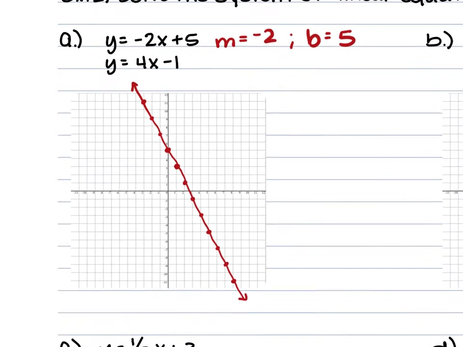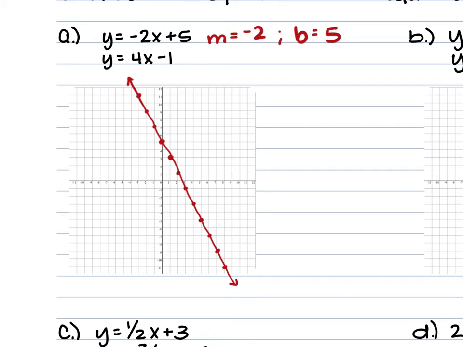For my second line, I have y is equal to 4x minus 1. So a slope of this one of 4 and a y-intercept b value of -1. So at my -1 on my y-axis, I'm going to plot my first point. From there, I'm going to go up 4 to the right 1. Up 4 to the right 1. I'm also going to go down 4 and to the left 1 to go through my entire coordinate plane.